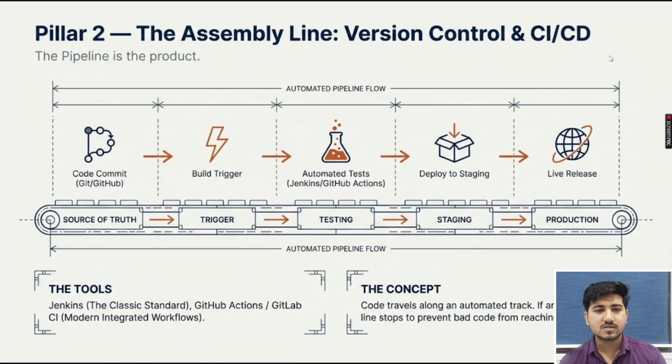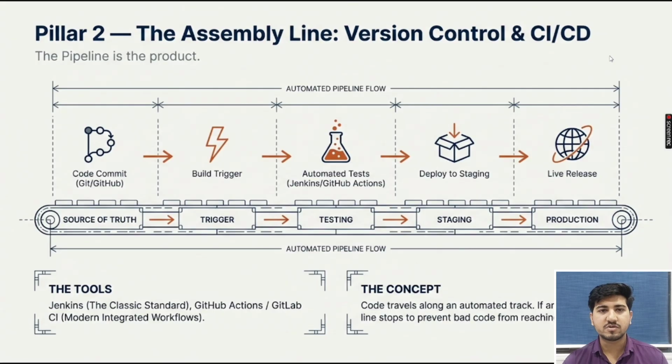Now the second pillar is the assembly line, where version control and CI/CD pipelines will be used. So this pipeline is the product. Over here you can see the code commit using Git and GitHub. You must have learned about Git and GitHub till now; if you are not aware, we'll learn about that as well. Then build and trigger. Whatever commit you have made about the product, that Git commit will trigger the build option, and then it will be automated, using Jenkins or GitHub Actions.